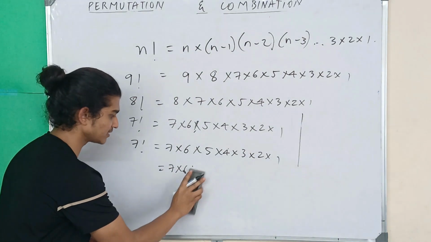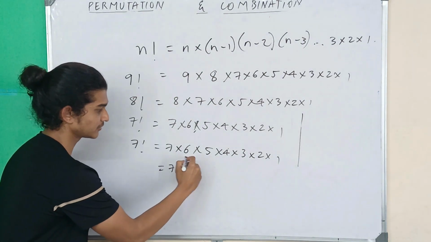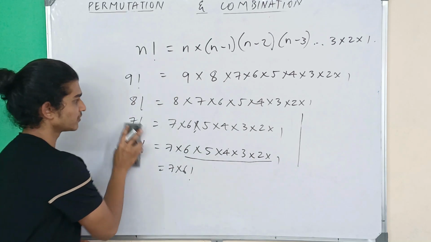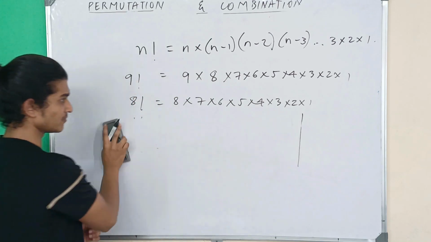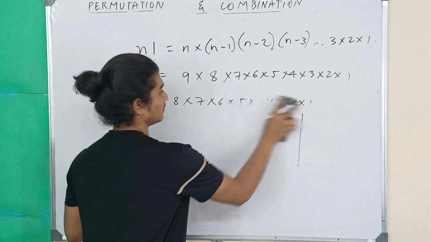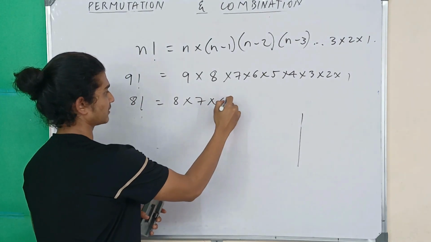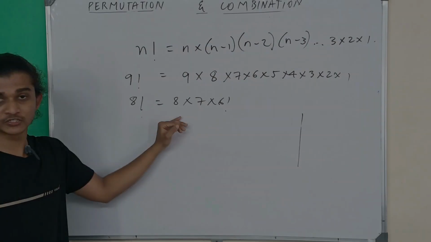I can also stop at 6, and write 6 factorial, because 6 factorial is this. Even for other numbers also. Suppose I'm not interested in writing the rest of the terms, I can just stop at 6 factorial. So this is one more thing which you need to know.